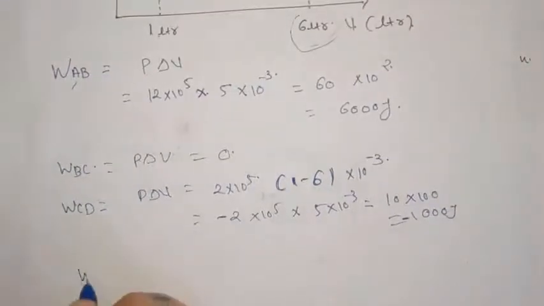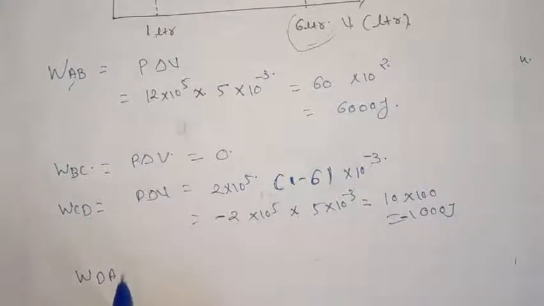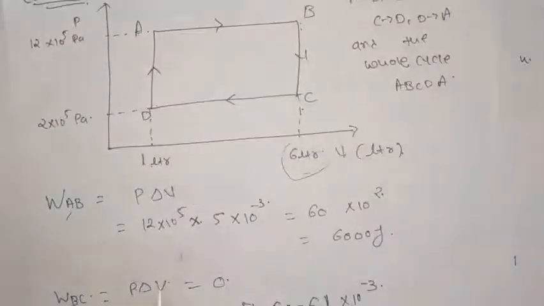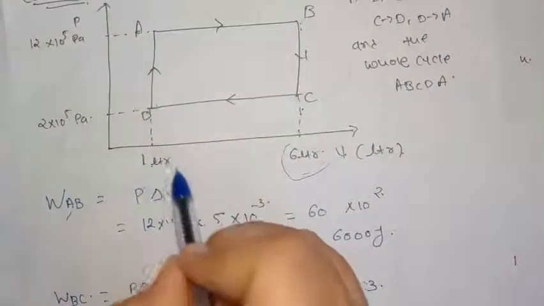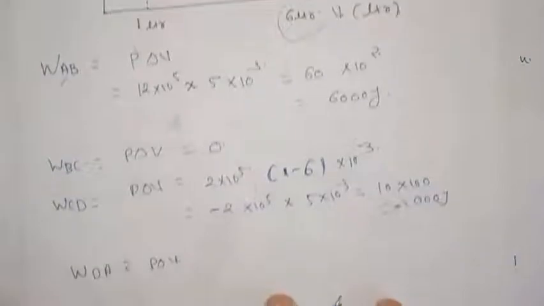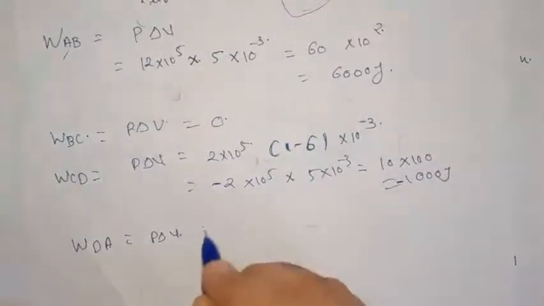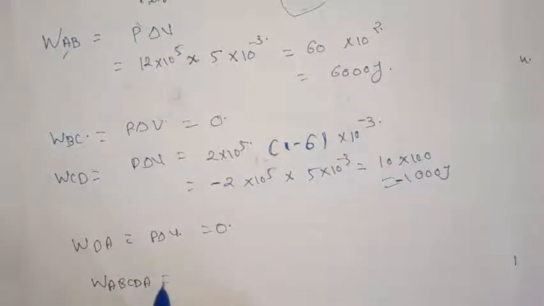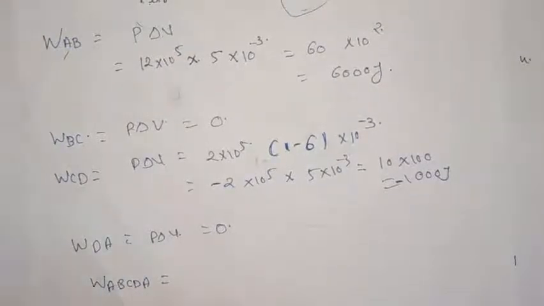The work done in process D to A or A to D is P delta V. Again, from D to A, volume remains constant. So the work done in this process will be 0. Now work done in whole cyclic process ABCDA will be equal to the area under the curve.